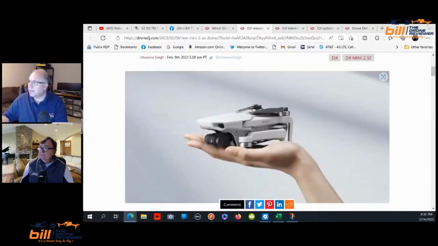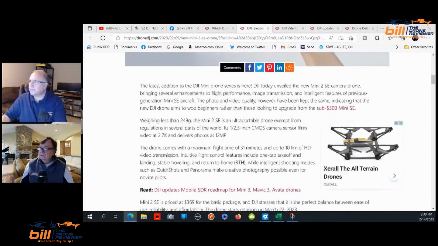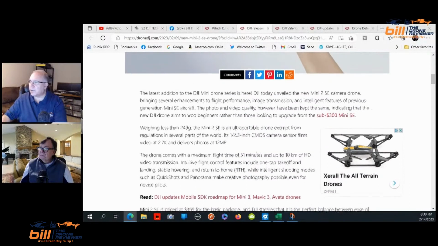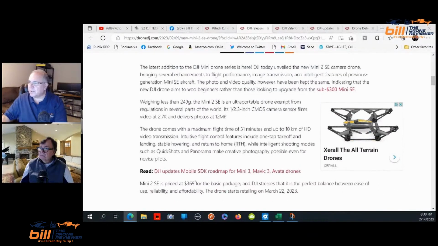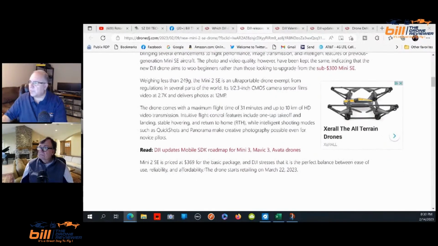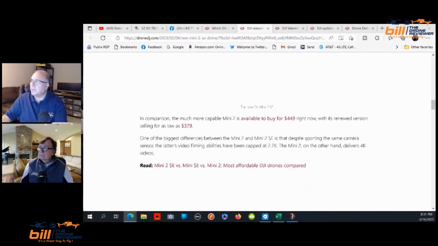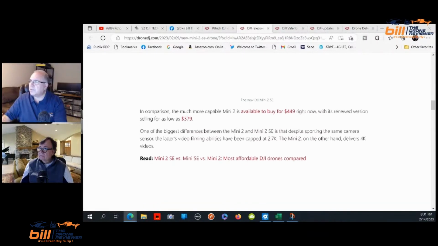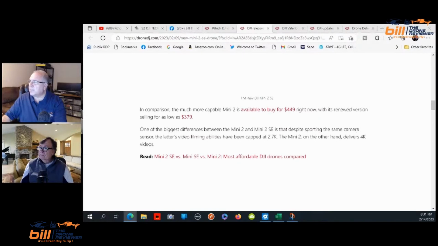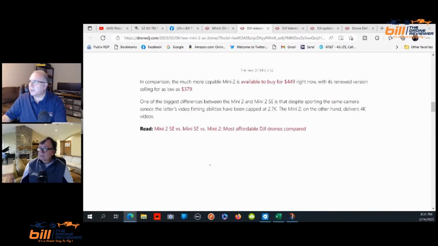And again, the first thing I do want to hit on here: 2.7K delivers photos of 12 megapixels. The Mini 2 SE is priced at $369 for the basic package. DJI stresses the perfect balance between ease of use, reliability, and affordability. It starts retailing on March 22nd. Now, the much more capable Mini 2 is available to buy for $449 right now, with its renewed version selling as low as $379. One of the differences between the Mini 2 and Mini 2 SE, despite sporting the same camera sensor, which is 2.7K, is that the Mini 2 delivers 4K videos.